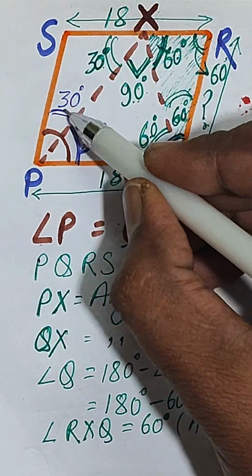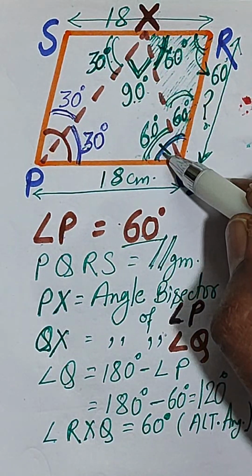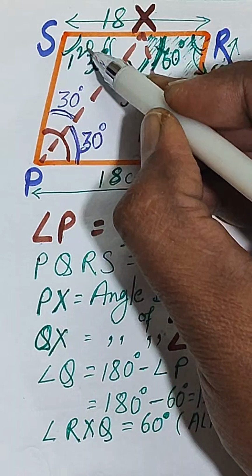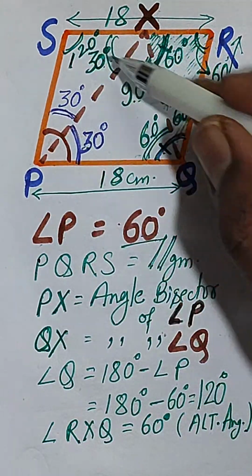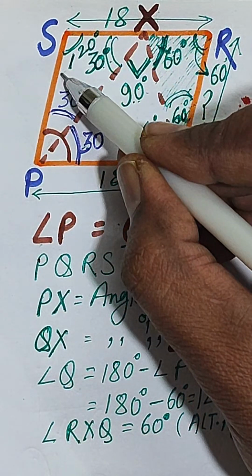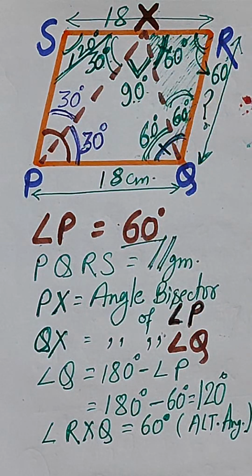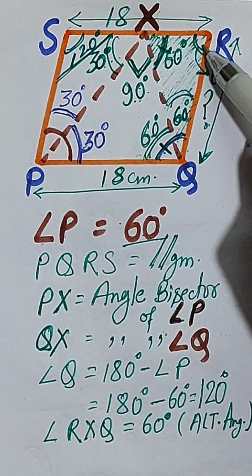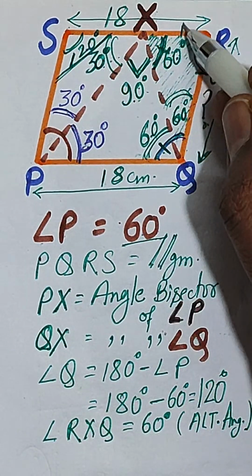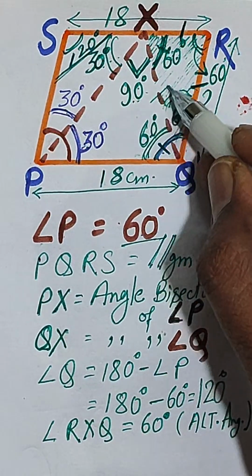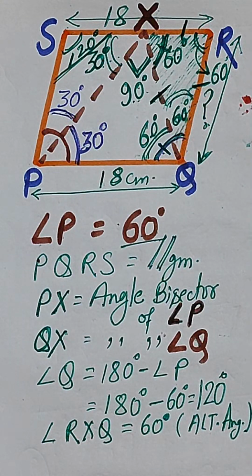Then we can say that 30 and 30 is 60, and this angle S is calculated as equal to 120 degrees. We can also say that the opposite angles of a parallelogram, angle Q and angle S, are equal, so this will be equal to 120 degrees. Now this is 30, 30 and 120, and here it's an equilateral triangle. So we can say that the length of RX will be equal to the length of RQ, which will be equal to the length of XQ, being an equilateral triangle.